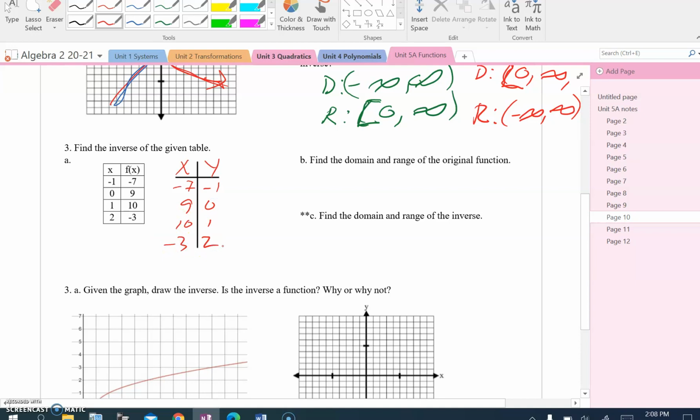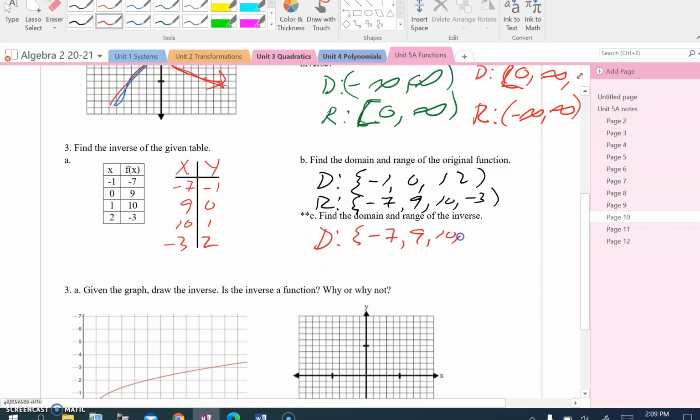Okay, and then we notice the domain of our original function, we just list it, so -1, 0, 1, 2, and the range, the y's, the outputs, was -7, 9, 10 and -3. And then for our inverse function, it's just going to flip. So this is now -7, 9, 10, -3, and that's what it means to find the inverse. Kind of the flip. And then the range would be -1, 0, 1, 2.